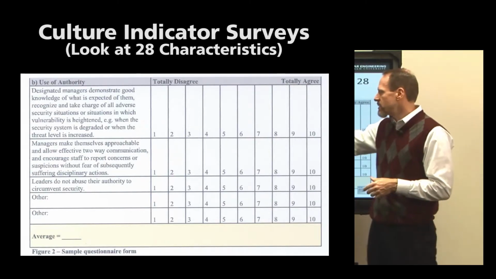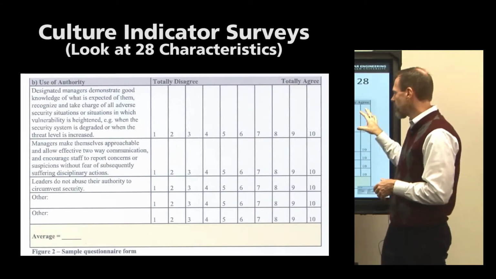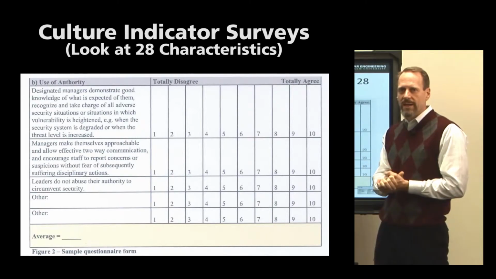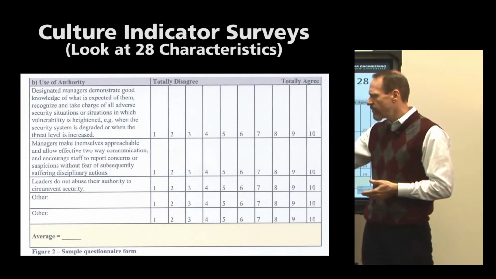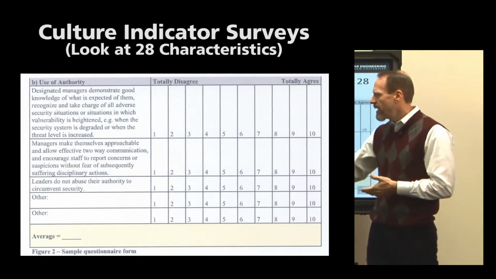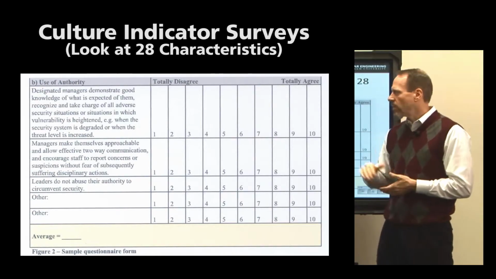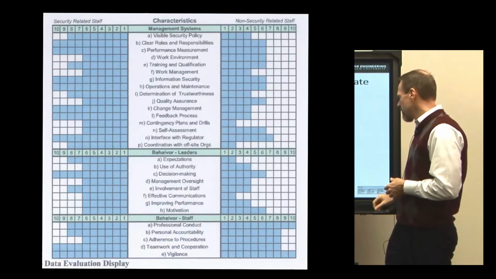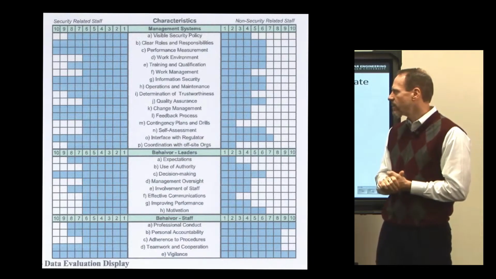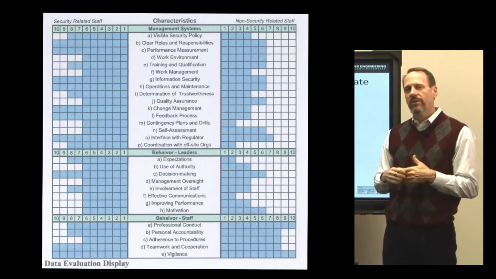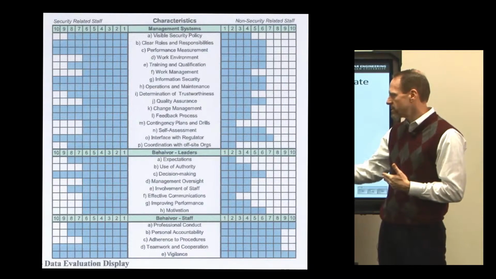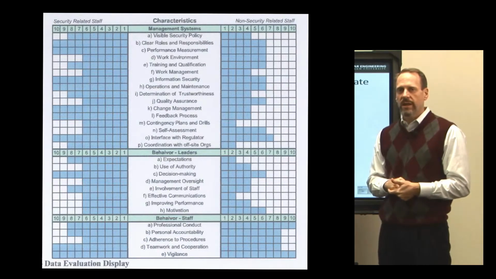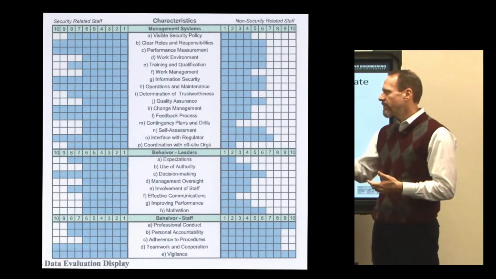And then you'd have the individual rank that. Do they totally agree, totally disagree? Usually, let's say, on a 1 to 10 scale. And then go through and do that over and over until you come up with an average value for the use of authority for that particular organization. And by putting all those together, then we can look at how the facility ranks in these 28 different characteristics, how they might rank from 1 to 10.